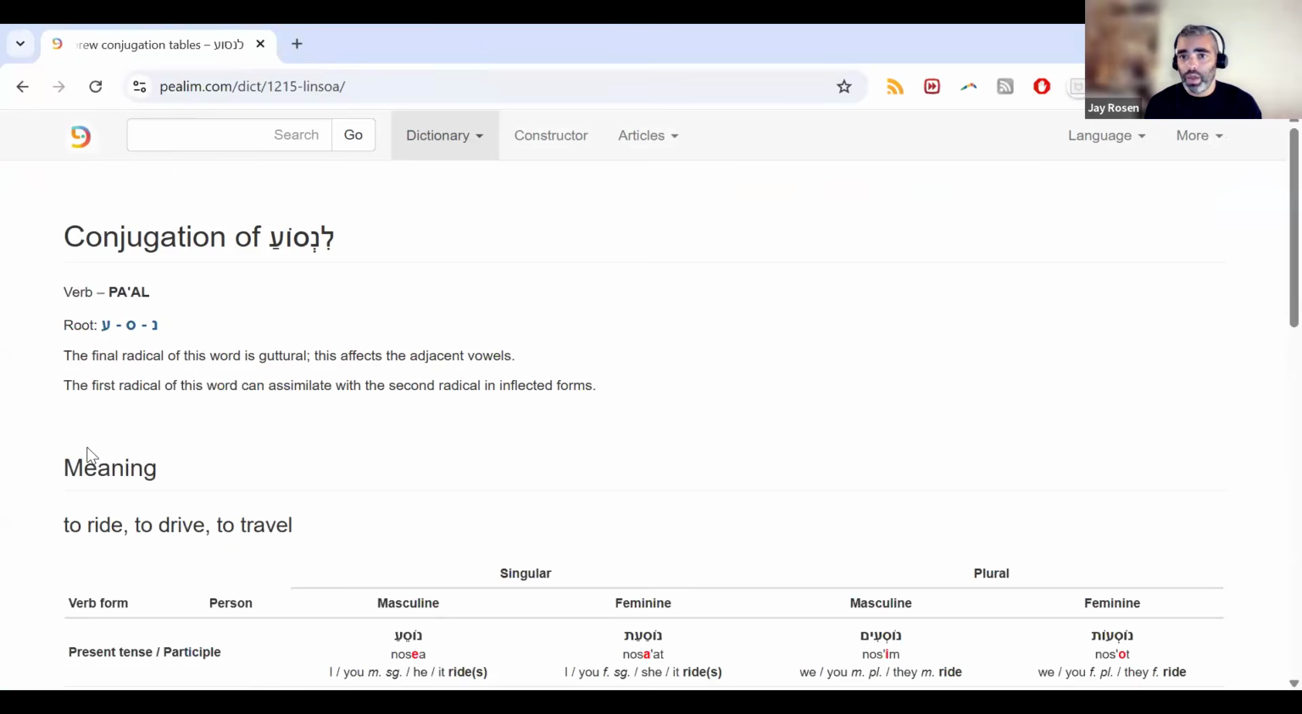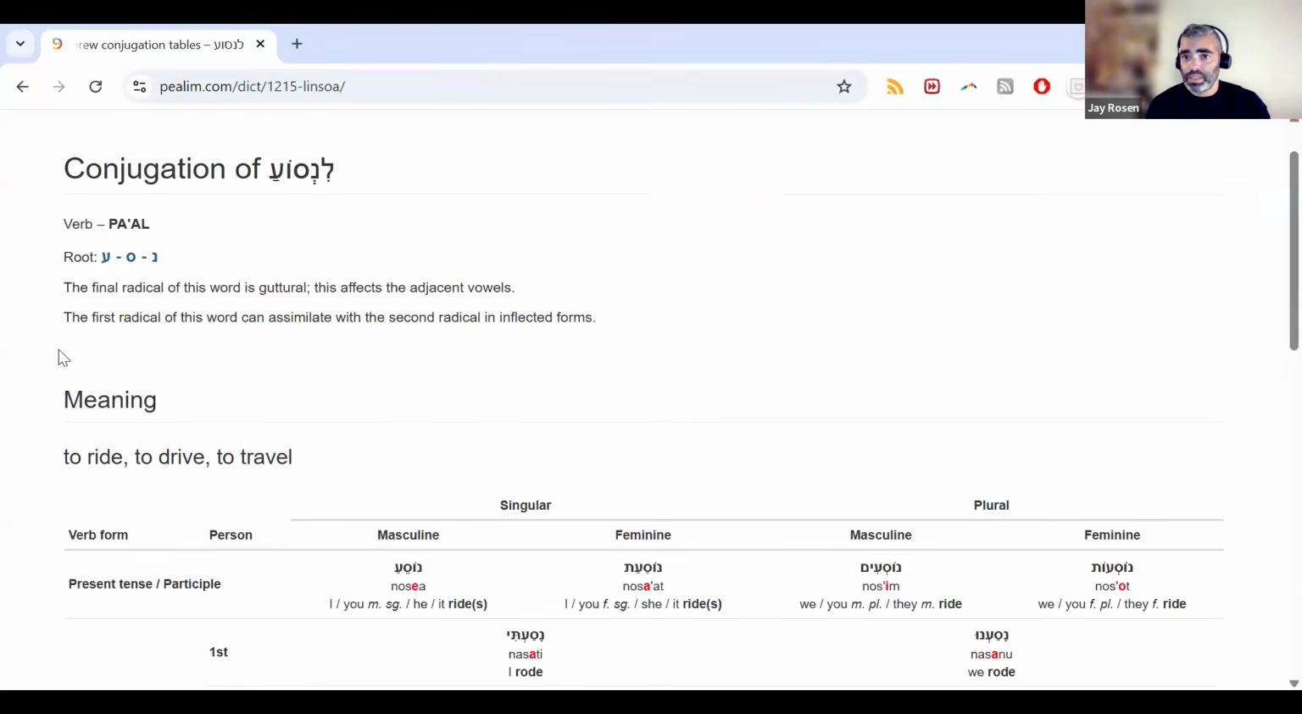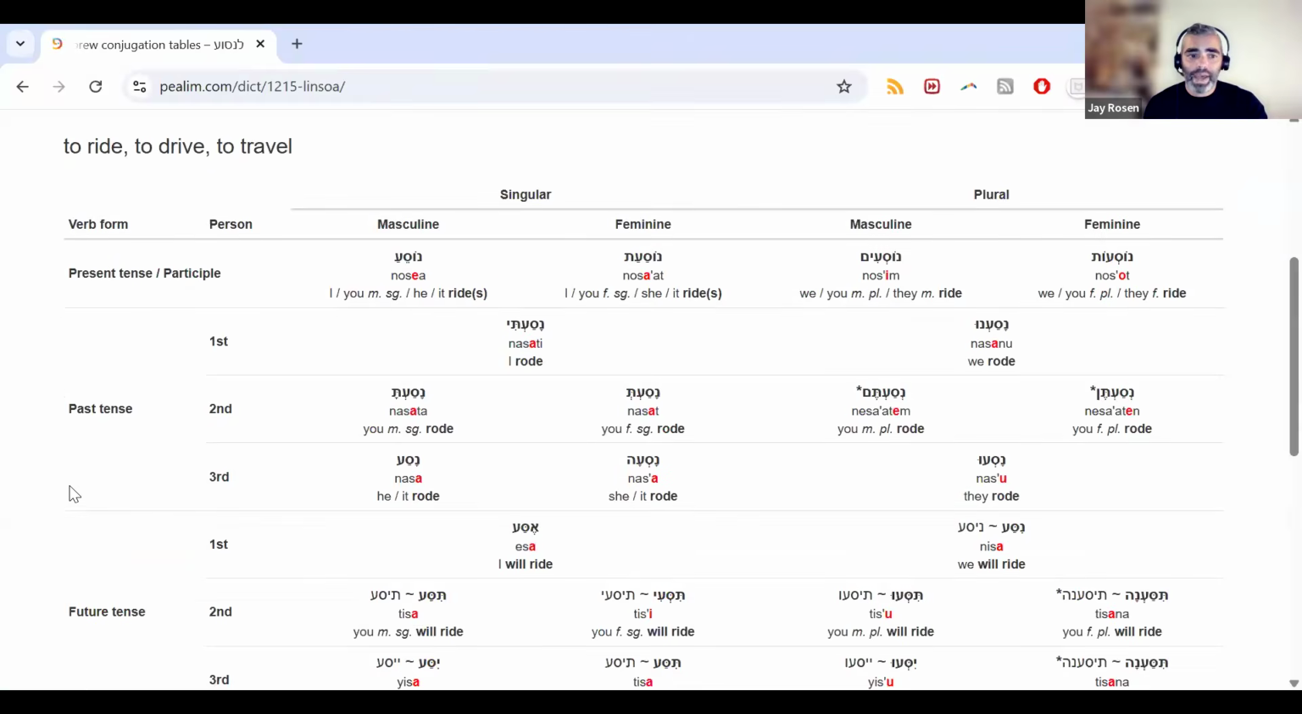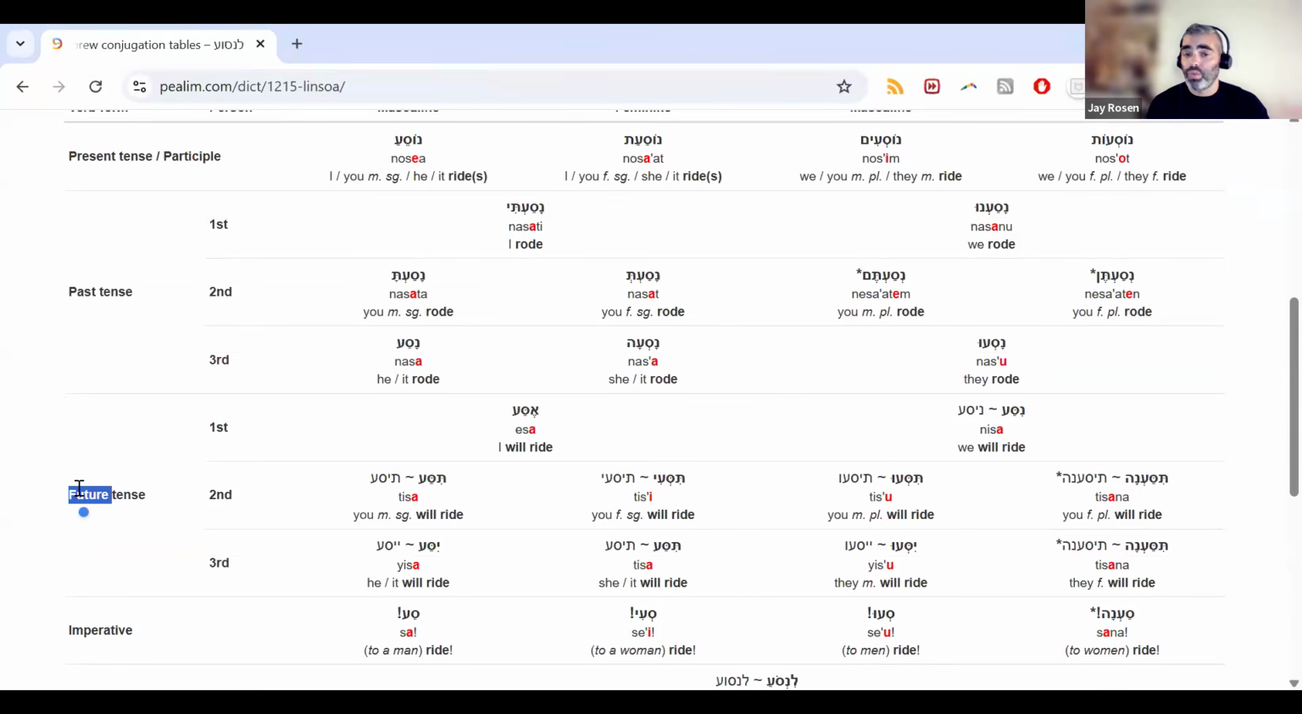You click on any verb in pe'alim.com, you get the conjugation of linsoa. Gives you the root, gives you any funny business it does with regards to conjugation, tells you the meaning, tells you singular or plural, masculine, feminine, present tense, which is also the participle, the past tense, the future tense, which is important when you're saying, for example, don't go, al tisa, right?